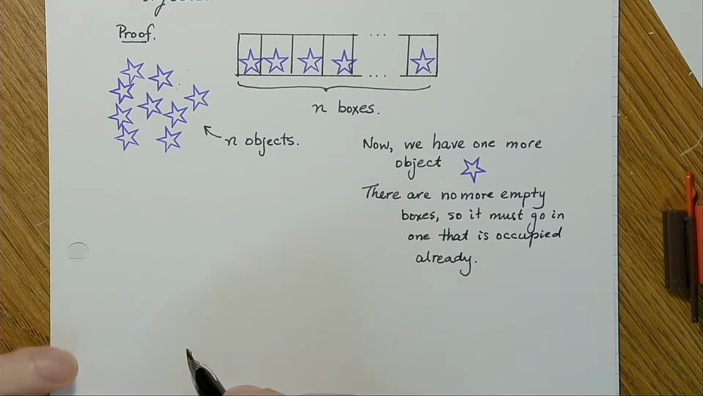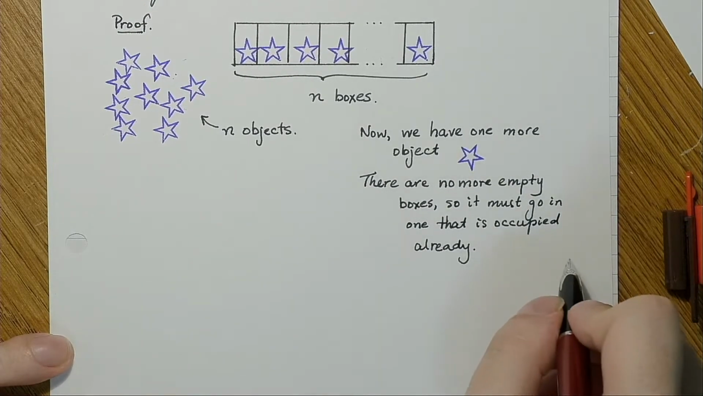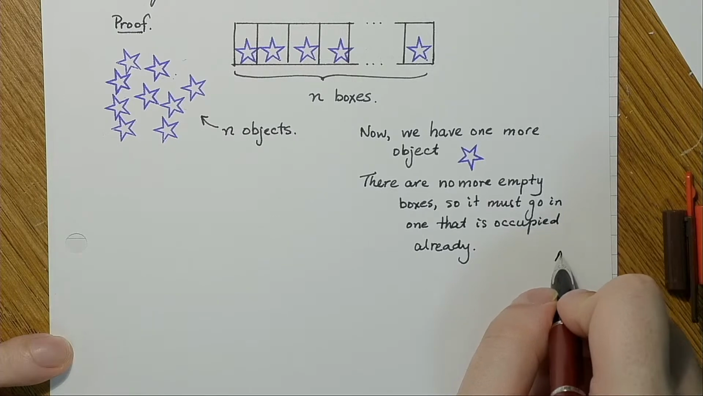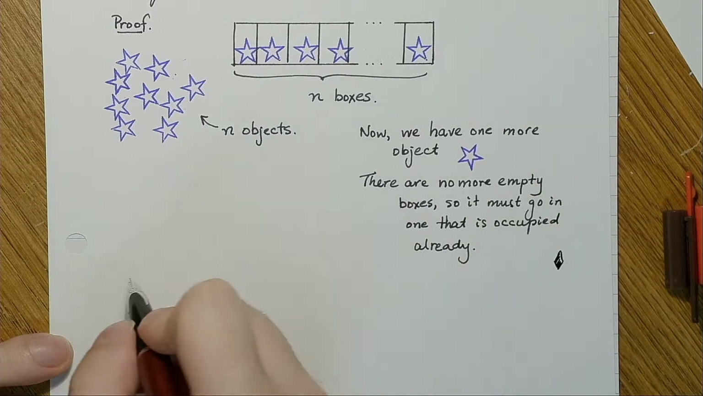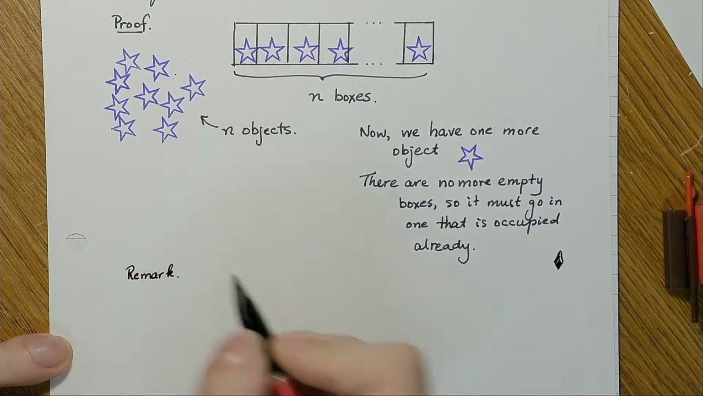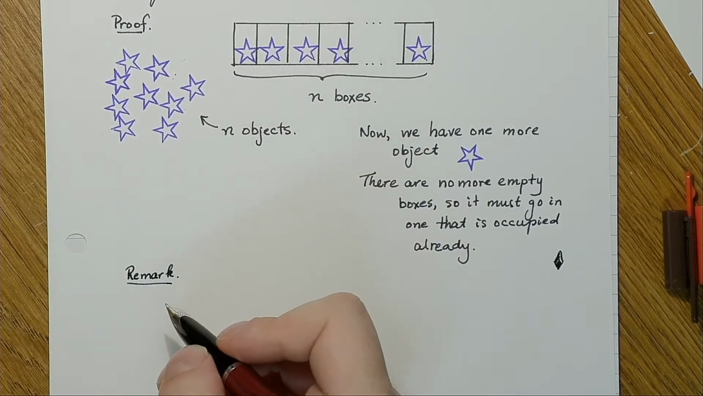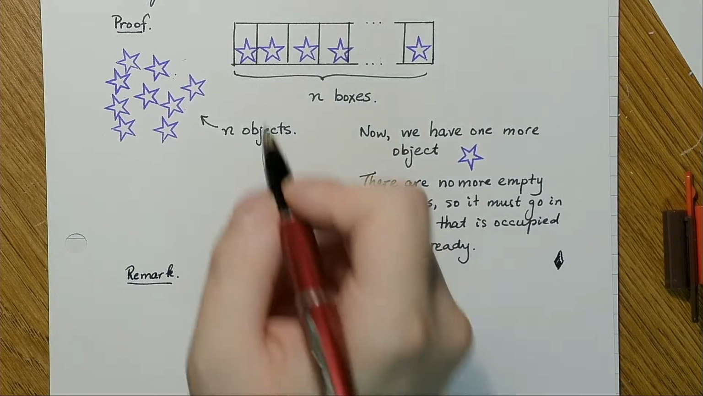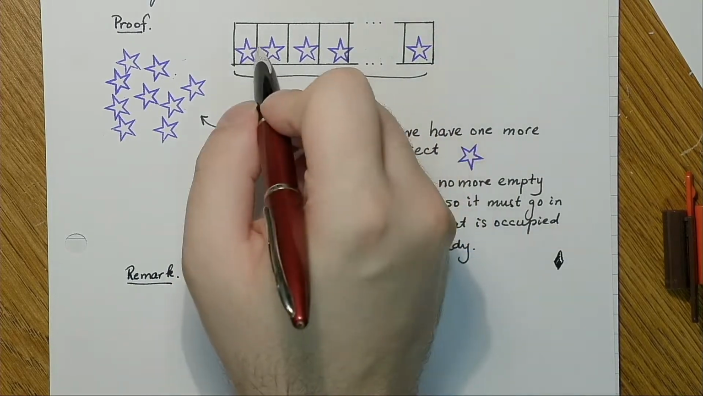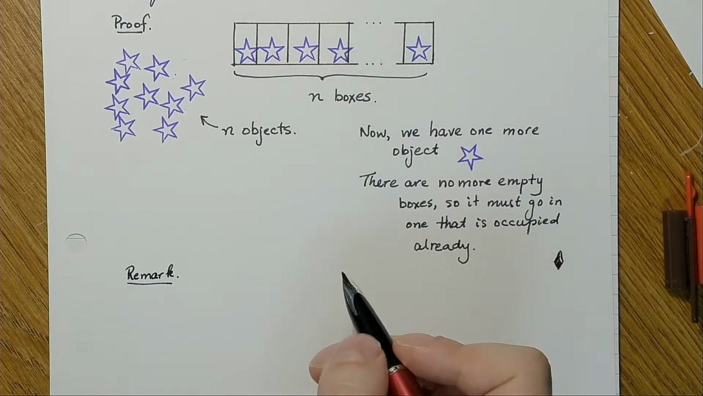Now, if you thought that's kind of the end of the proof, just as a little bit of a remark, you thought, okay, well, maybe I didn't have to put one star in each box. Let's say that I have piled it up so that there was one box empty.